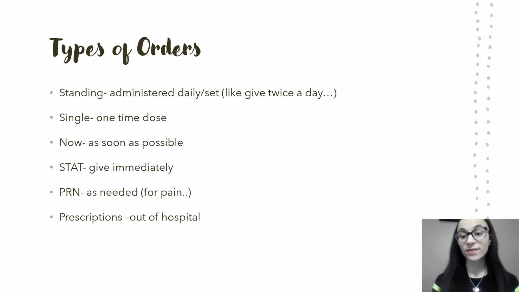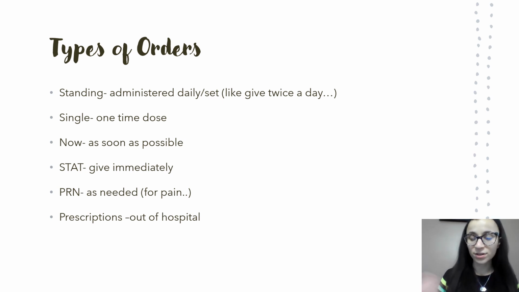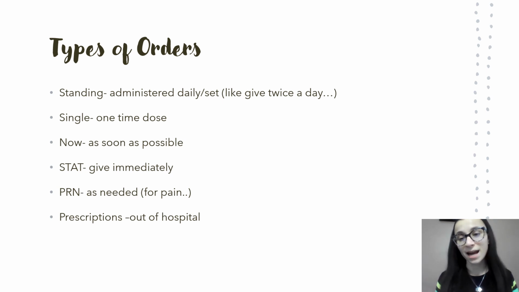Now means that you should give it as soon as possible. Stat means immediately. PRN means as needed. So for instance, I'll give you a PRN medication for pain every 4 hours. That means that if a patient needs it and is complaining, you give it to them every 4 hours. But you're not going to give it to them if they're not in pain. And prescriptions are for out of the hospital, where you're giving a prescription on paper or electronically.